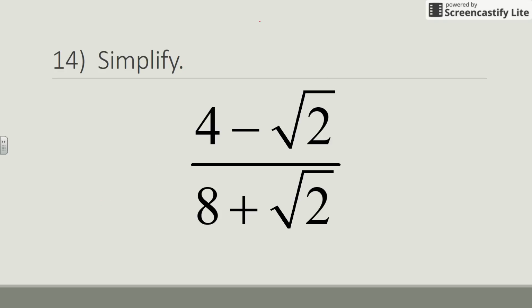If I have a radical in the denominator with binomials, I need to multiply by the conjugate. So the conjugate of the denominator, because I want to get the radicals out of the denominator. If you multiply by the conjugate, what happens is we pick this conjugate because it's going to make the middle term go away. So in the denominator, we're going to have 64 minus 2.